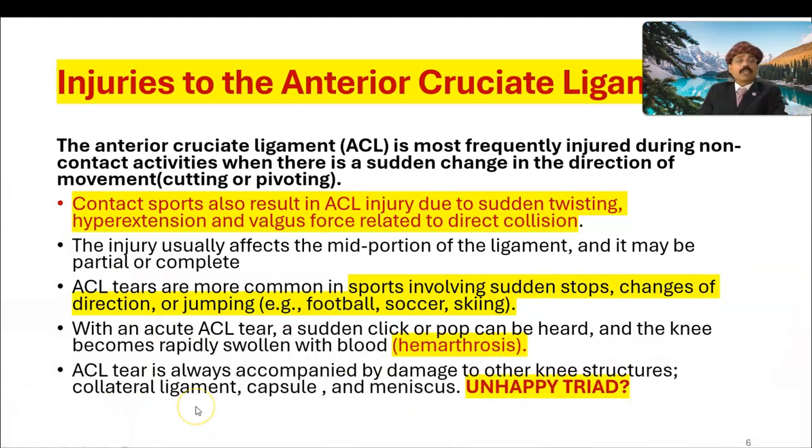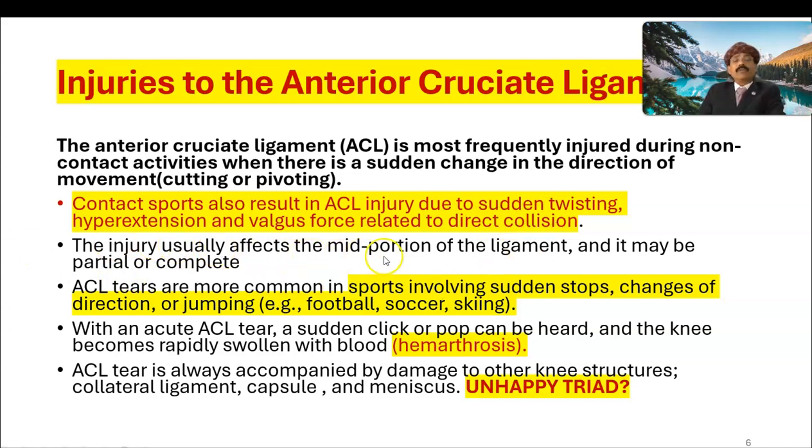Injuries of the anterior cruciate ligament. The anterior cruciate ligament is most frequently injured during non-contact activities when there is a sudden change in the direction of movement, cutting or pivoting. Contact force also results in ACL injury due to sudden twisting, hyperextension, and valgus force related to a direct collision.